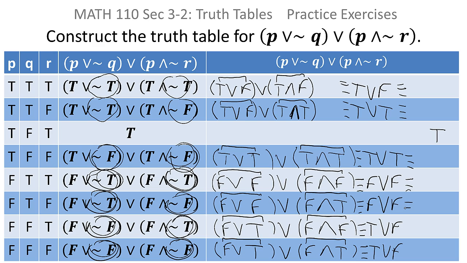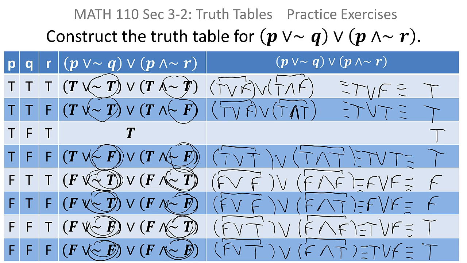I put my equivalences in. And this is the way I suspect you would do it. Now I'm ORing, and a true ORed with false is true. A true ORed with true is true. Of course, we already knew the third line was true from the earlier problem. True ORed with true is true. False ORed with false is false. False ORed with false is false. True ORed with false is true. And true ORed with false is true.